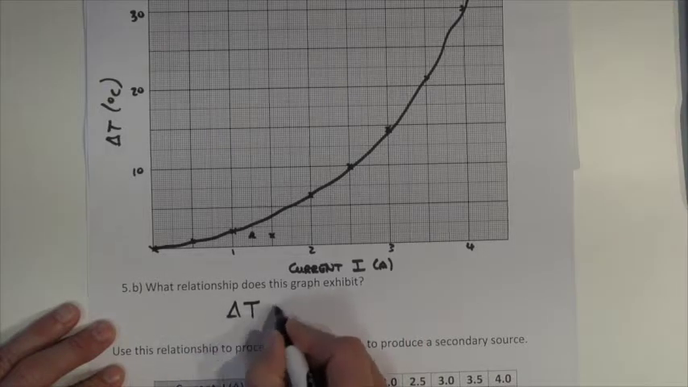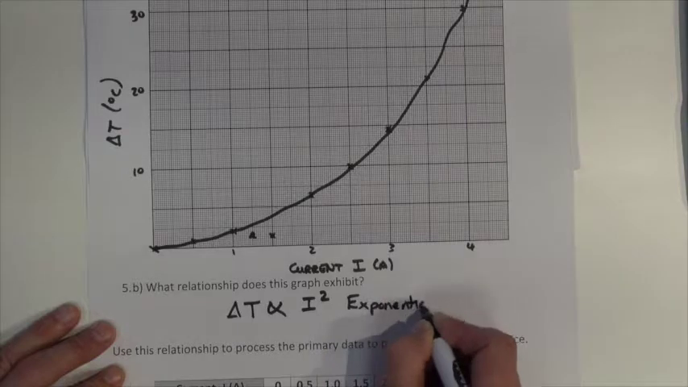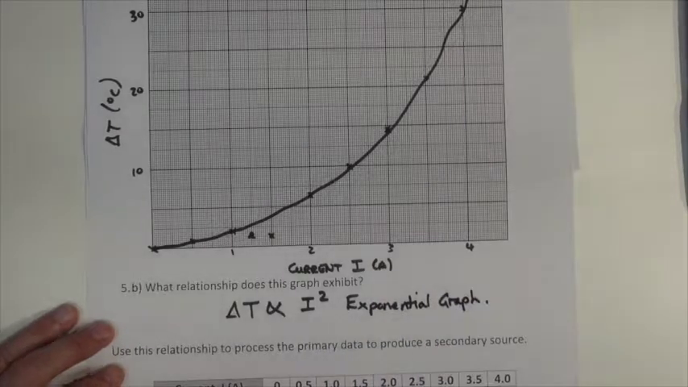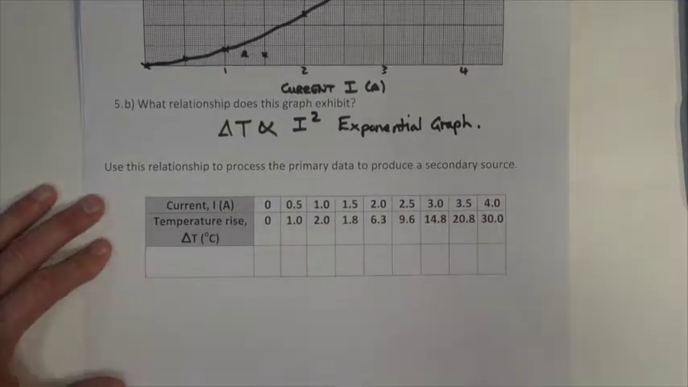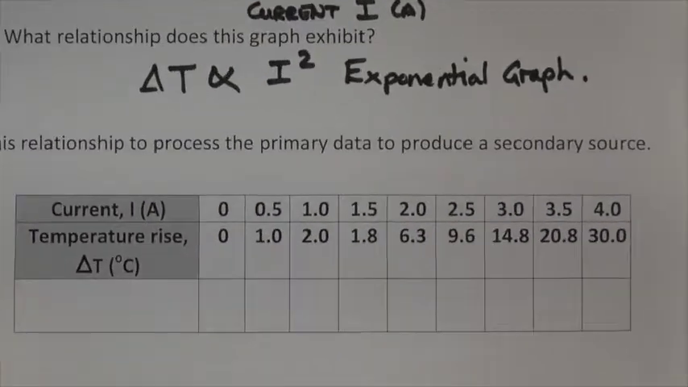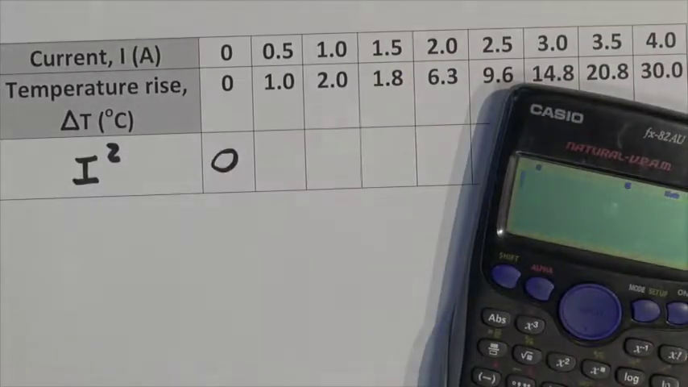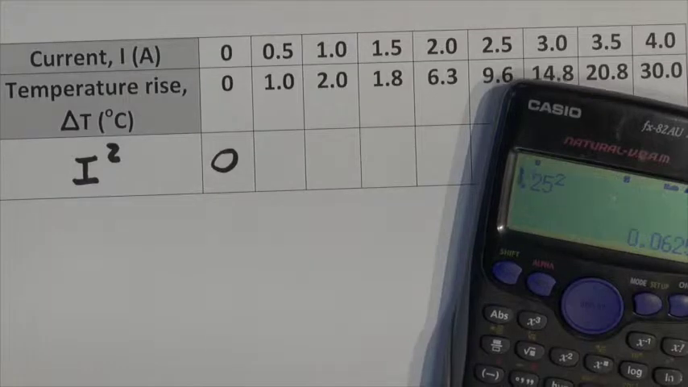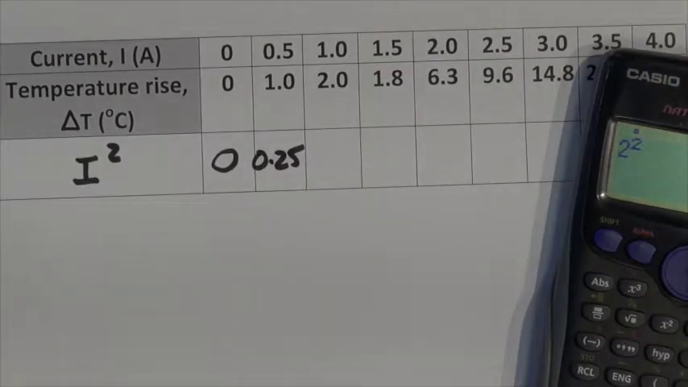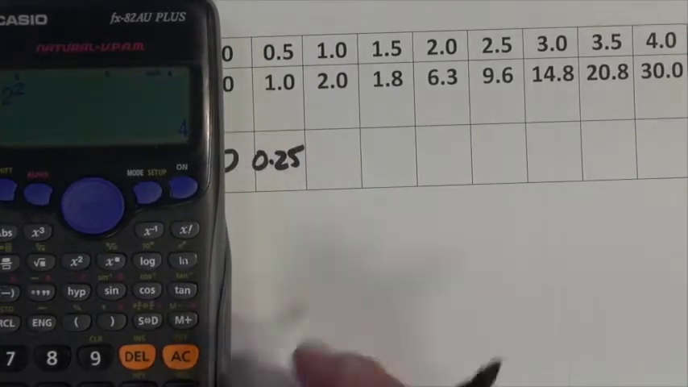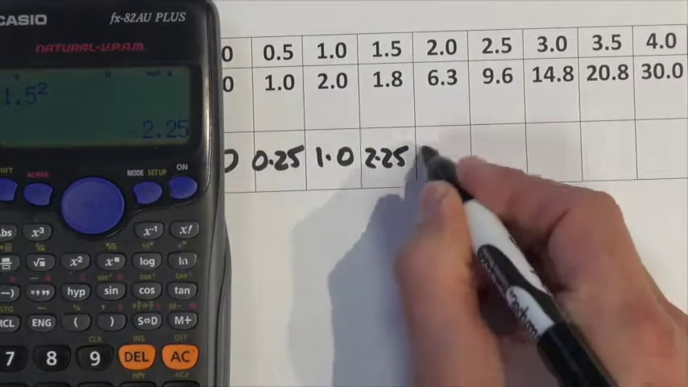Now the question is, what is the relationship for this? Well, we've got delta T is proportional to I squared. We've got an exponential curve that has been generated. So to process this, what I've then got to do is to square each of my current values. So I take my I value and I'm going to square it. So 0.5 squared is 0.25. 1 obviously is going to come out as 1. And I'm just going to run through each of these values with my calculator and square them.